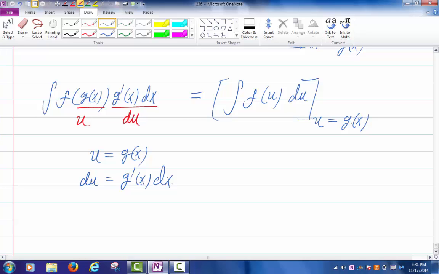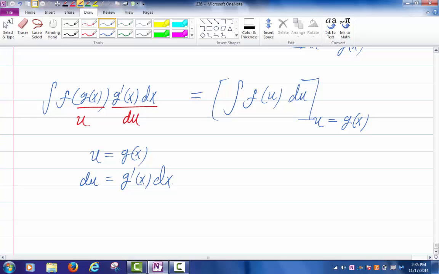Now, another thing that you want to realize is when this is going to work. Well, look at your integrand on the left-hand side. The integrand has two factors. One of them is the composition of two functions. The other one is what?